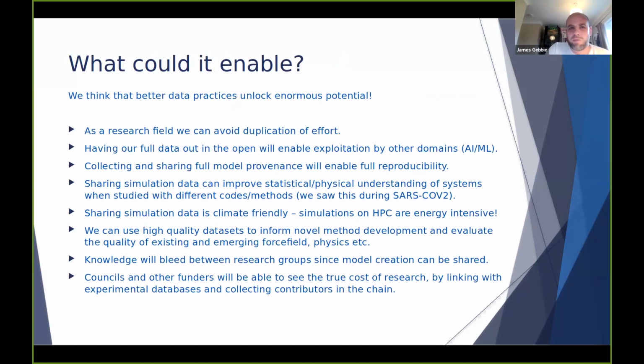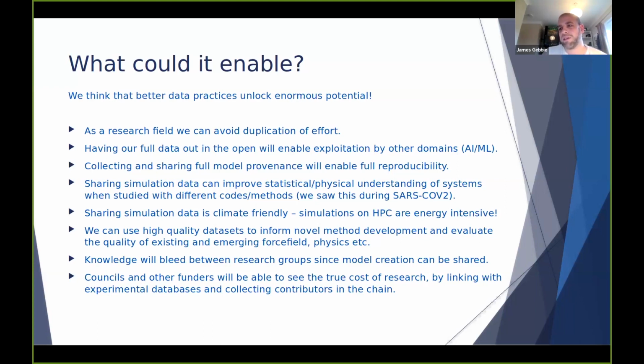So what can all of this enable? We think that improving the data practices within the EPSRC field will radically change the landscape of what's possible. If you look at what's possible in other fields, like in the BBSRC and MRC spaces, the structural biology databases are basically what led to tools like AlphaFold.